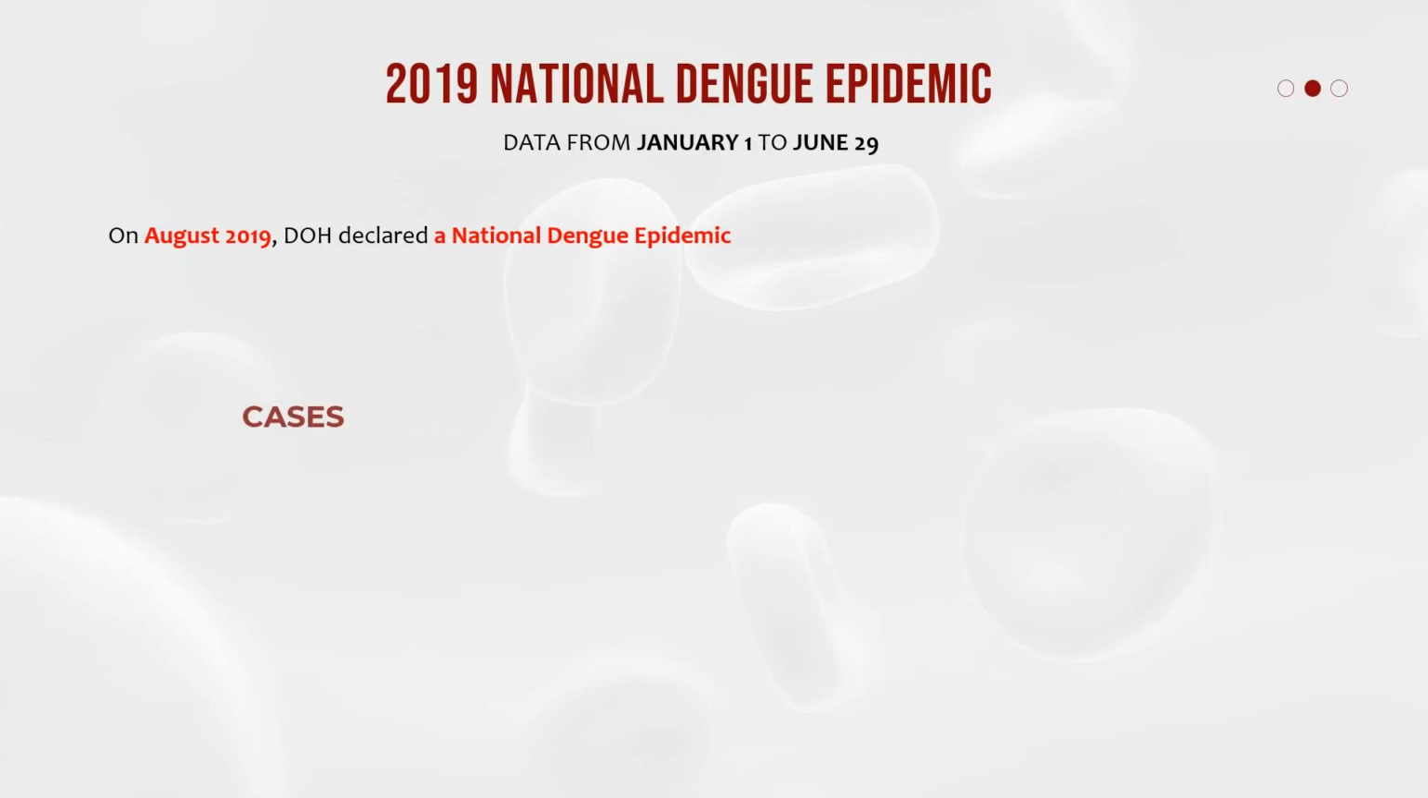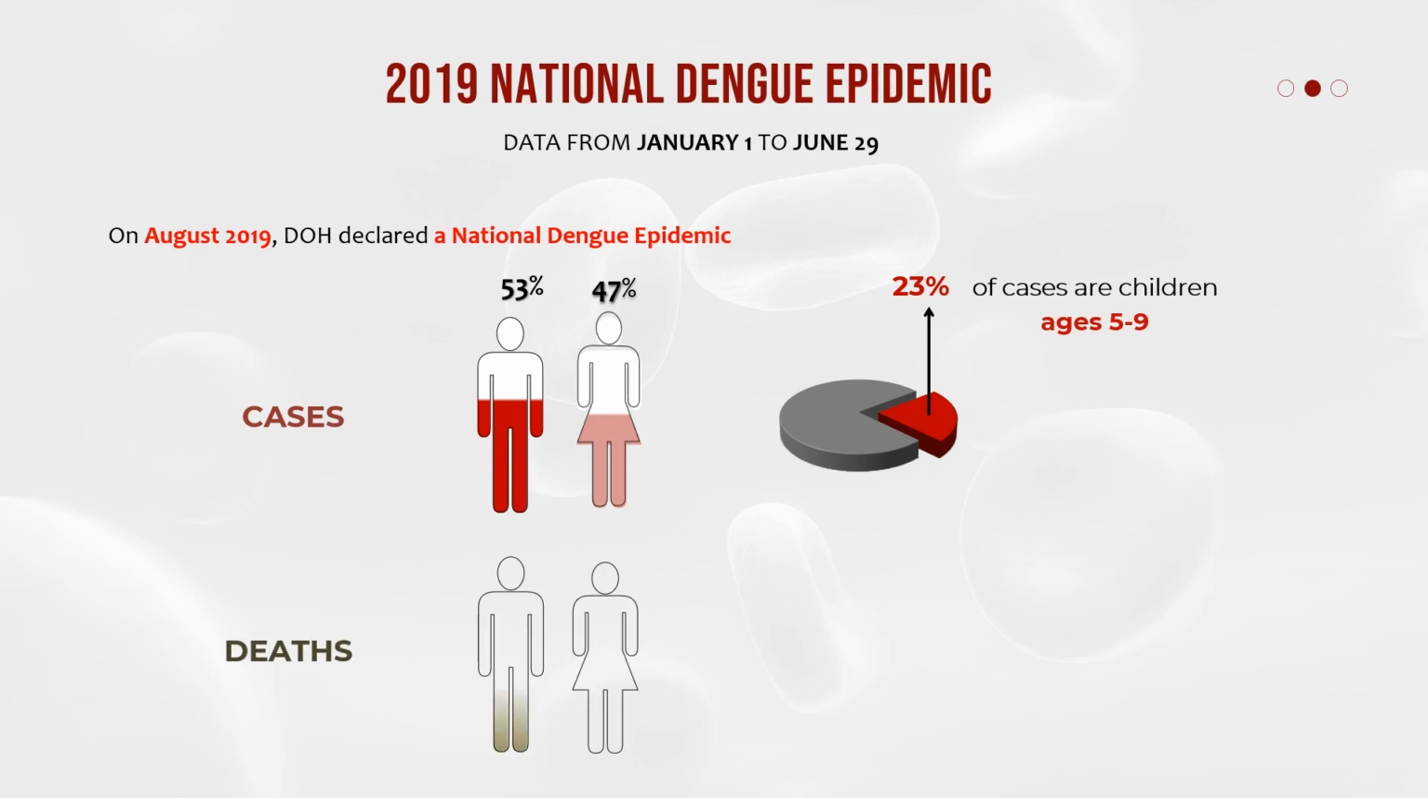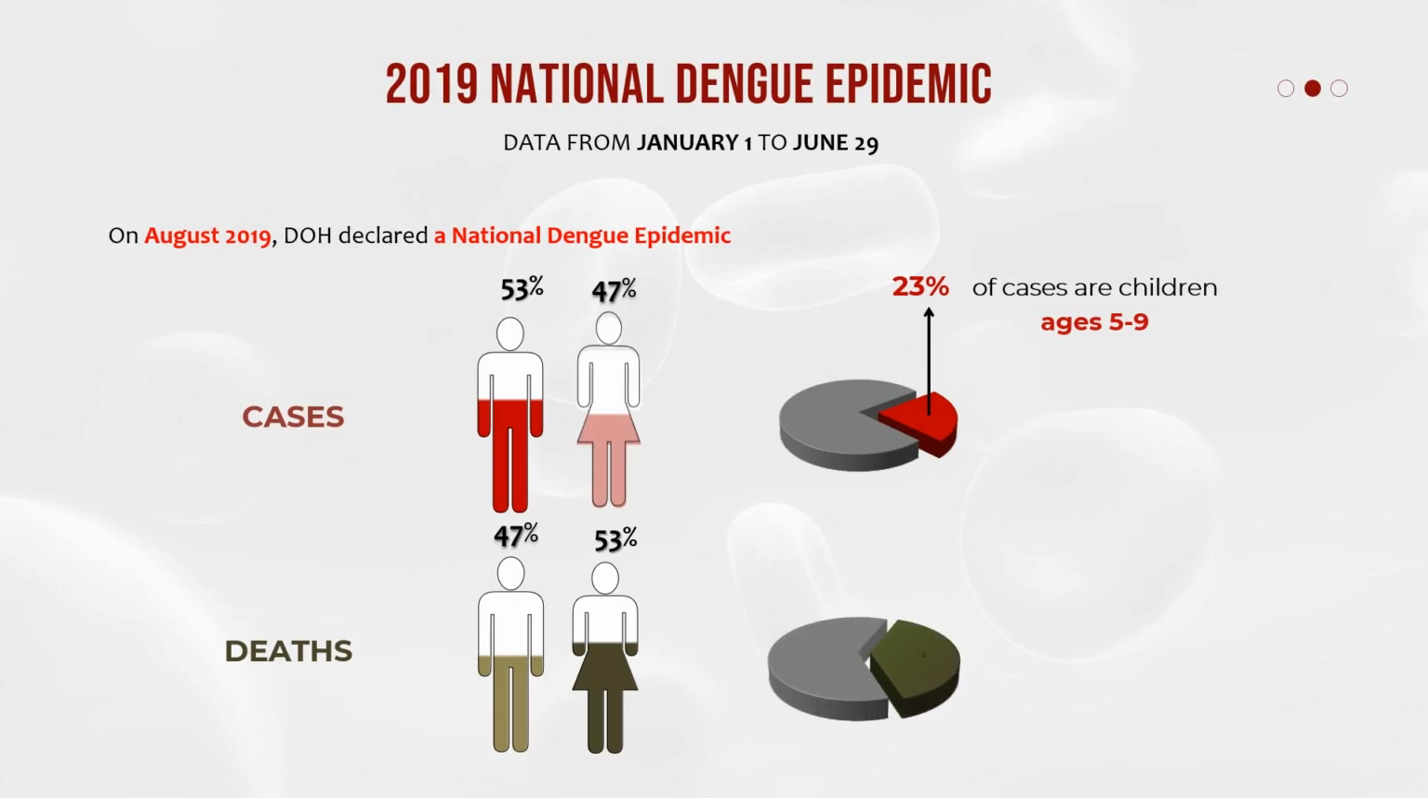Among the dengue cases, 53% of the infected were males, while 47% were females. Among these cases, 23% are children from 5 to 9 years old. Among the deaths, 47% who died were males, while 53% who died were females. Among these deaths, 39% were children ages 5 to 9.